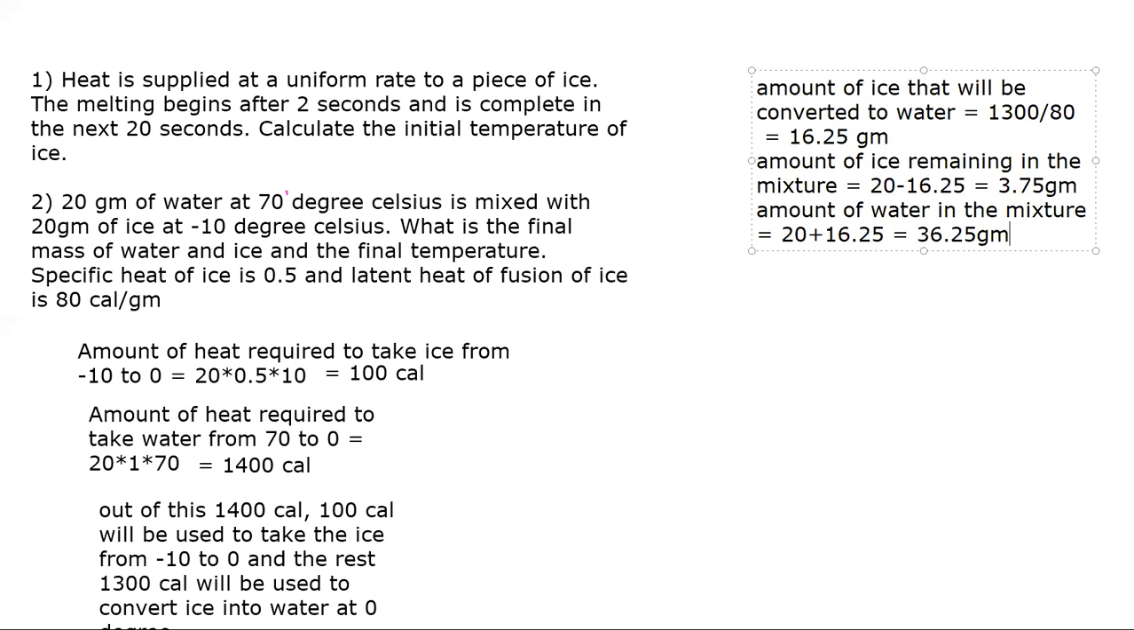So if I do a simple change, instead of 20 gram, if I take 100 gram of water, then what would have happened? The amount of heat required to take it from 70 degree to 0 degree would have been 100 into 70, which means 7,000.